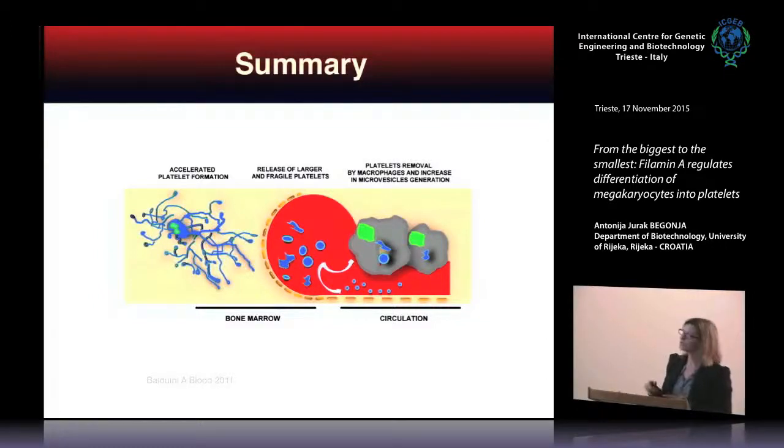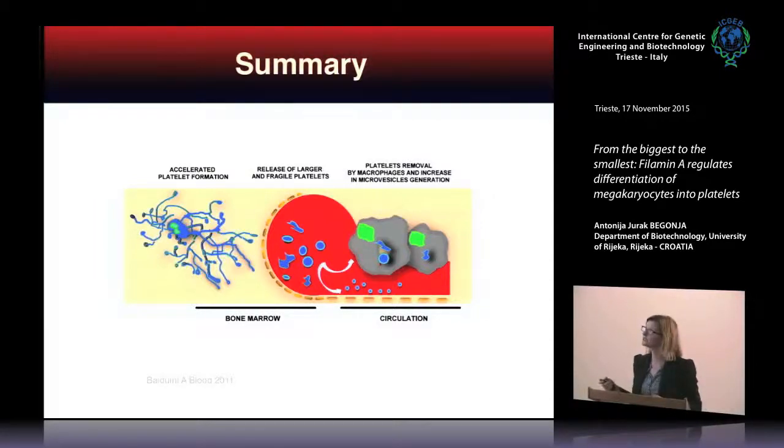So as a summary of this first part, what we have shown is that megakaryocytes make proplatelets, but this is accelerated platelet formation. They're releasing it fast in the circulation. These released platelets microvesiculate, and they're being removed from circulation by macrophages. This I haven't shown here, but we've shown that in paper. So we did also rescue experiment. If we remove macrophages, we managed to increase platelet numbers in circulation.